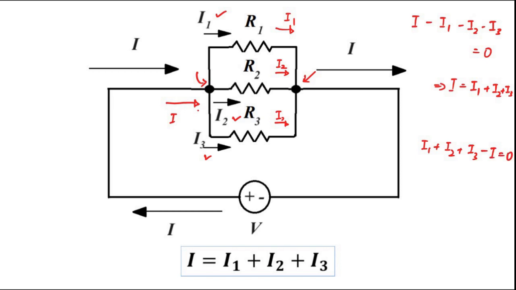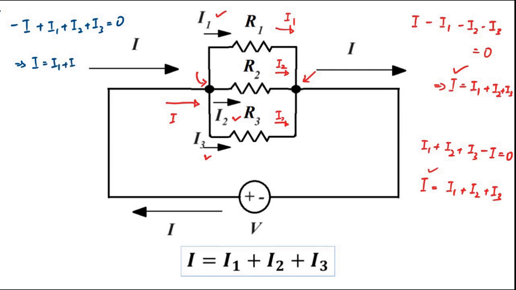Summation of current entering and exiting the node is equal to 0. So that becomes again I is equal to I1 plus I2 plus I3. Same result, this way at the two nodes. And if you take the opposite convention, where you take current entering the node as negative and current exiting the node as positive, then it will become minus I plus I1 plus I2 plus I3 is equal to 0. That implies I is equal to I1 plus I2 plus I3. Same result you will get, you do it any way.